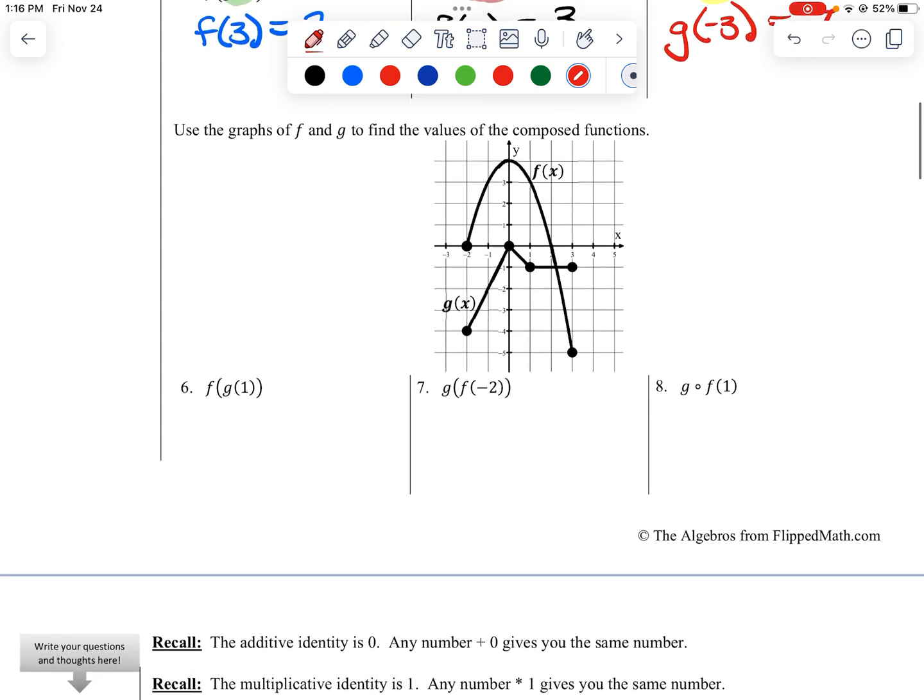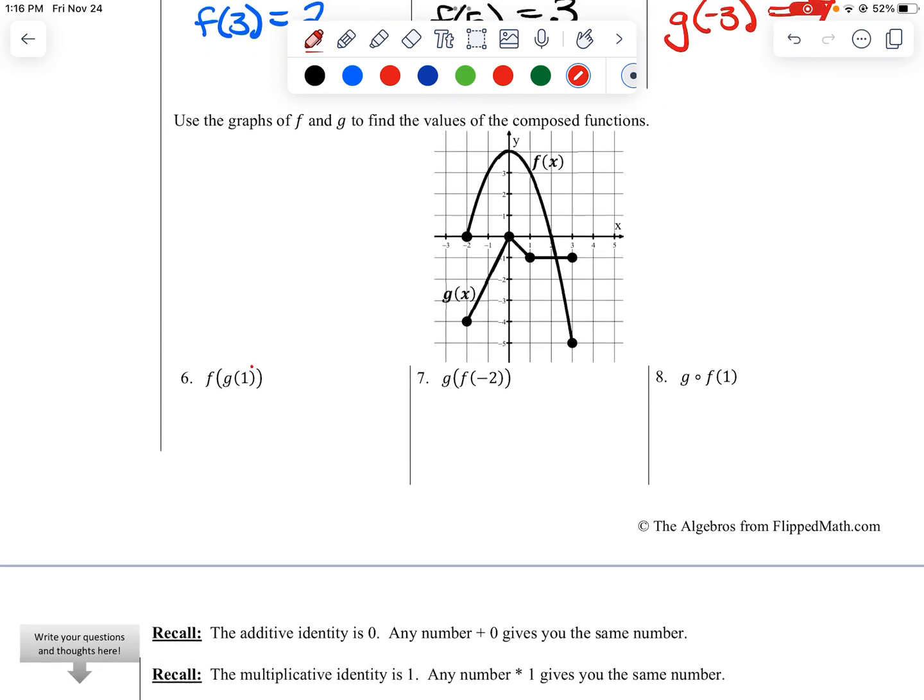And then we can also do it from graphs as well. So we evaluate this inside part first. So g of 1. So here's 1. So here's g of 1. So this is really f of negative 1. So negative 1 up to f is 3.